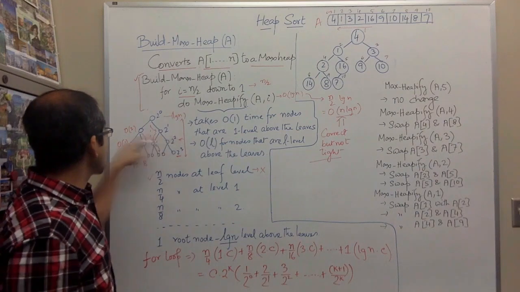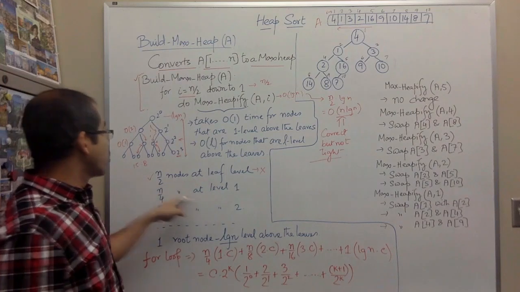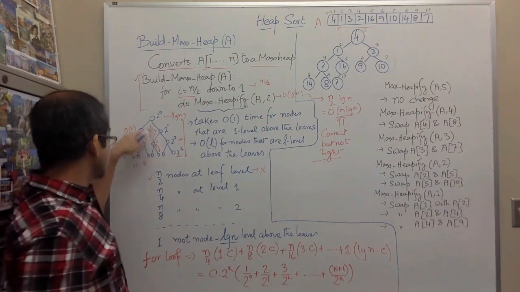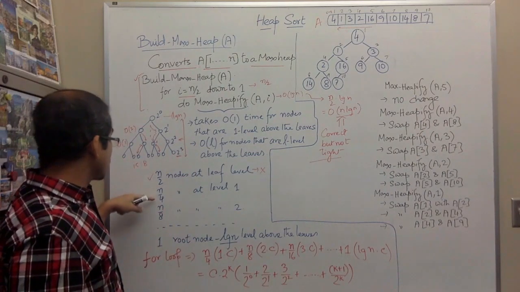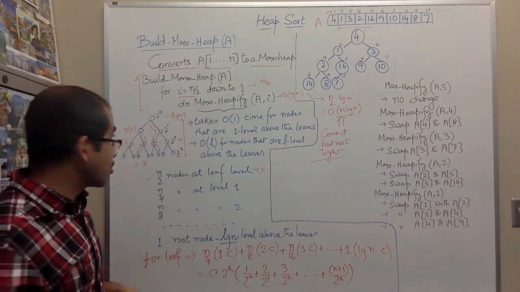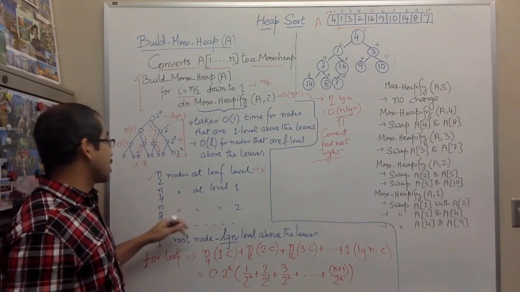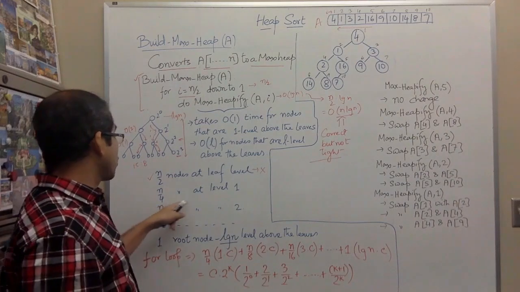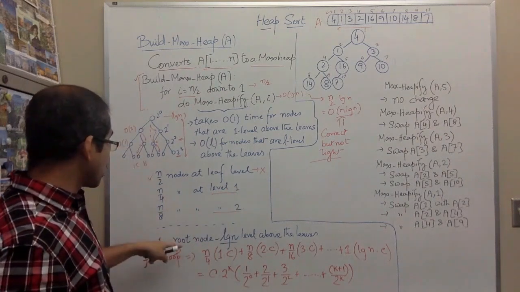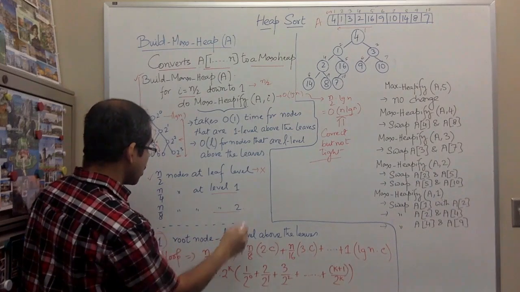Then there are n by 4 nodes. You can see there are 4 nodes out of 15. So n by 4 nodes at this level, which we can call level 1, one level above the leaf. Now n by 8 nodes at the next level. Every time you go upper and upper in the pyramid, the number of nodes at each level reduces. So n by 4 nodes at level 1, n by 8 nodes at level 2, and in that way there is one root node at the log n level.